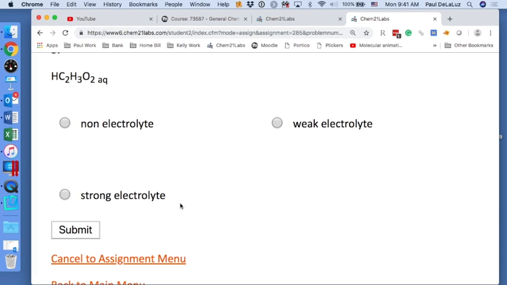For acids, what do you have to know about acids? How many strong acids do I have? 7. Is that one of the 7? No. If it is not one of the 7, then it is a weak.